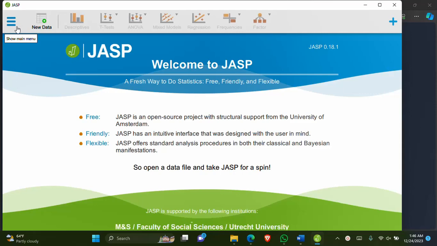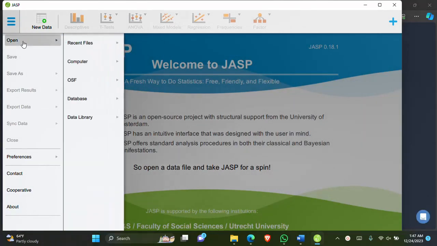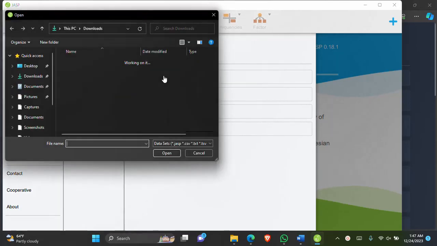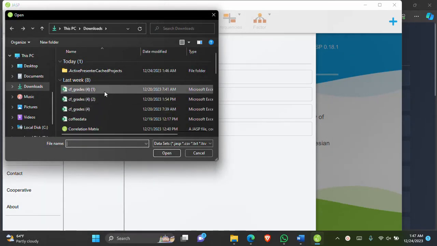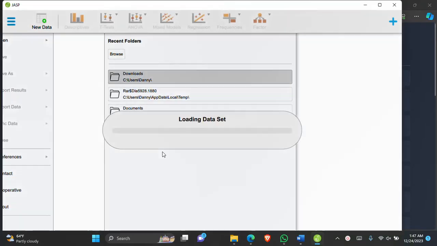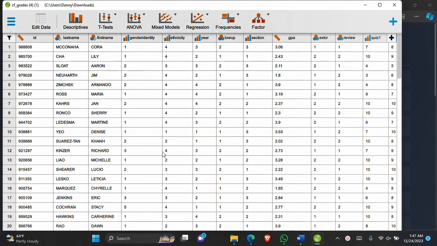So let's go ahead and continue. We click open our file, which is in downloads, and it's grades. Okay, open. Now it has opened. So we said if you want to do descriptives, just click descriptives.